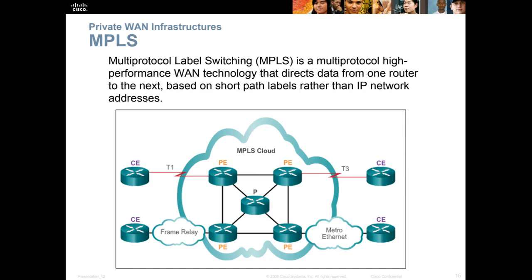Okay. MPLS is multi-protocol label switching. It directs data from one router to the next based on short path labels. It's not according to the IP network address. We are giving labels here. So it's very fast. It does not have to read the IP address. According to the label. Okay, so here we have MPLS cloud here. And you see the different routers are connected to it.